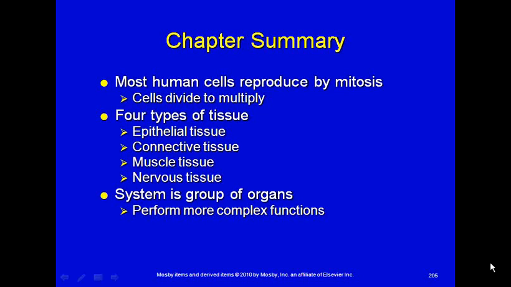And we know that most human cells as well as plant cells have to reproduce by a process known as mitosis. A collection of cells makes up tissue. And there are four types of tissue: epithelial tissue, connective tissue, muscle tissue, and nervous tissue. And each of those tissues are specialized, and each of them has specific functions.